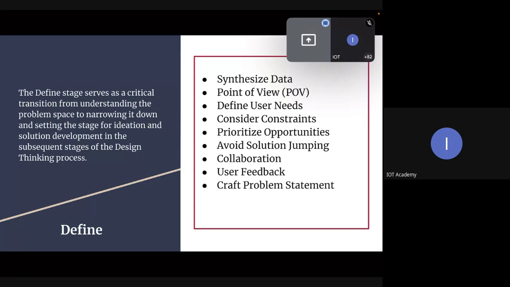And of course, when we are empathizing and when we are defining, there is a lot of collaboration. We are taking other people's perspectives. We are taking the perspective of the users. So there is collaboration, and with everything, we finally craft the problem statement.